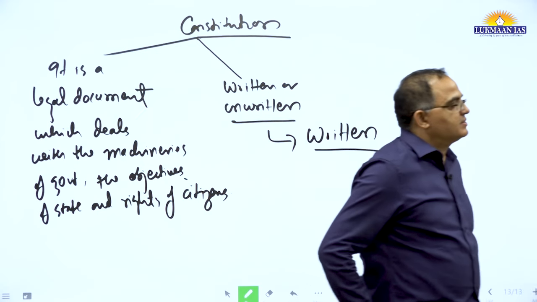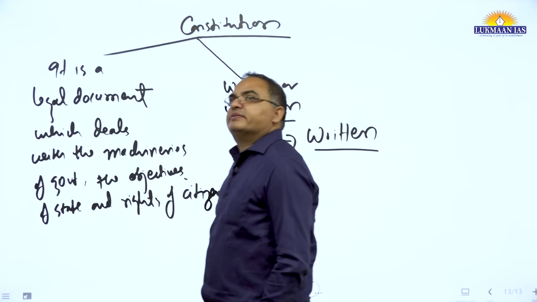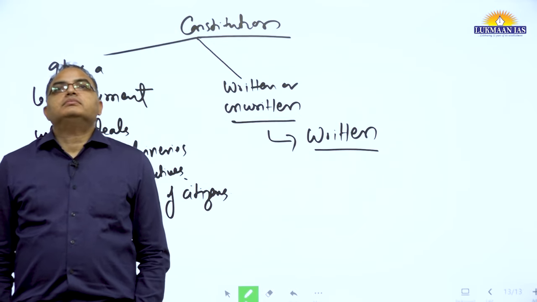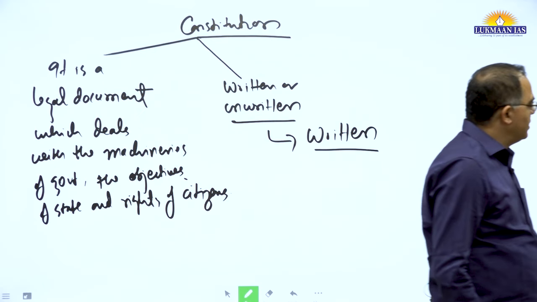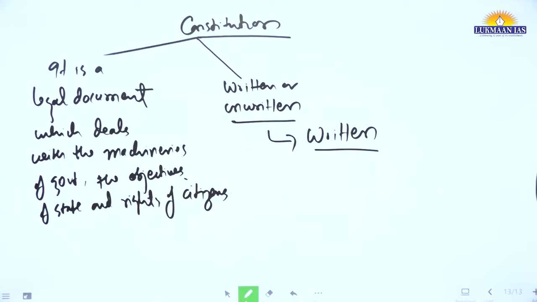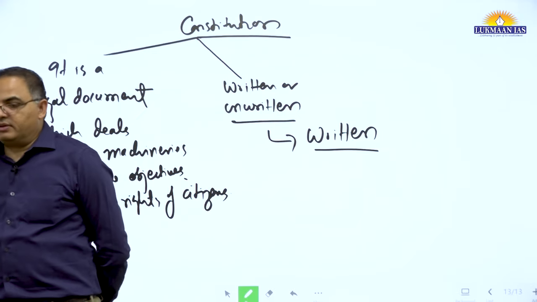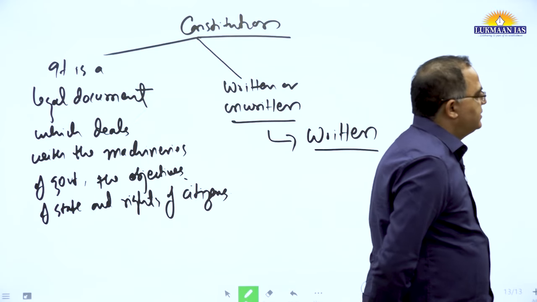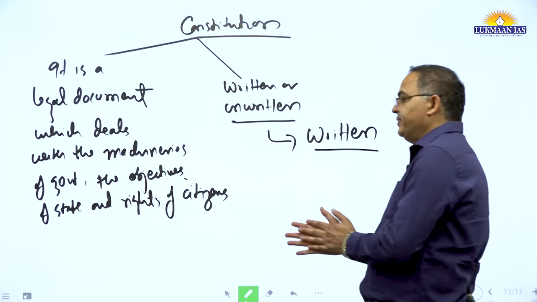These are a few things. So let's write on this. Let's complete this. A constitution can be written or unwritten. The first written constitution was adopted by the US in 1789.